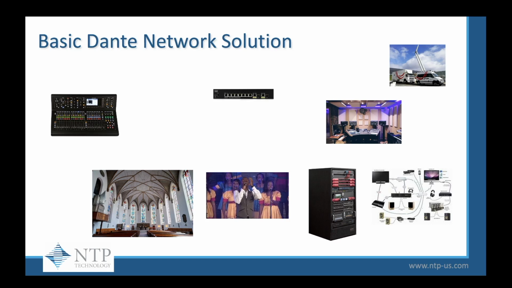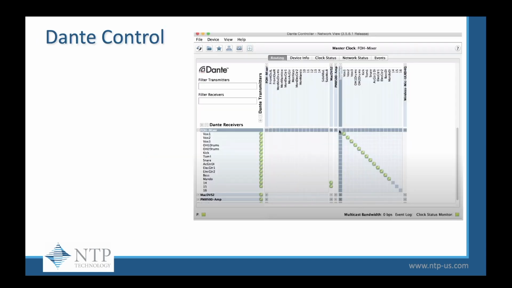A basic Dante network solution looks like this. You have a digital Dante-enabled console connected to a hub. You have your congregation hall and your choirs. You have amp racks with additional Dante gear. You're probably recording this to your DAW of choice, and you're probably broadcasting this over the internet. This is a single domain, simple system setup.